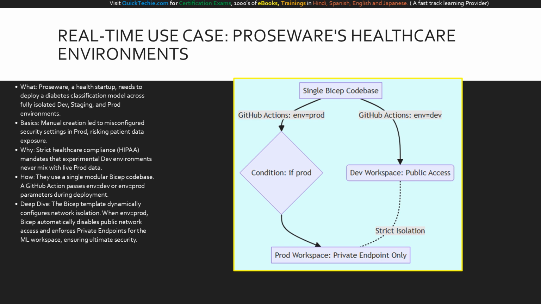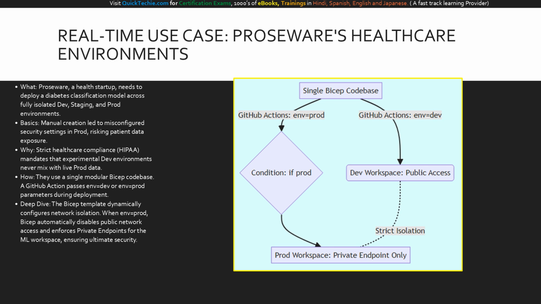To solve this, Prosware transitions to infrastructure as code. They write a single, modular Bicep codebase. Using GitHub Actions and the Azure CLI, they pass a parameter, either env equals dev or env equals prod. Here is where IaC shines. The Bicep code contains conditional logic. If the parameter is prod, the script automatically disables all public network access and provisions secure private endpoints for the Azure ML workspace. Using one codebase, Prosware guarantees that their dev environments are open for easy experimentation, while their prod environments are automatically locked down like a fortress.